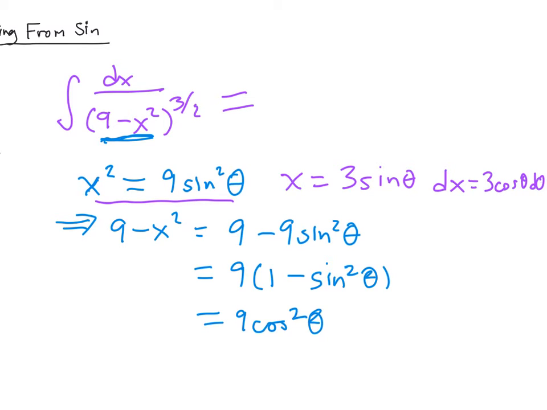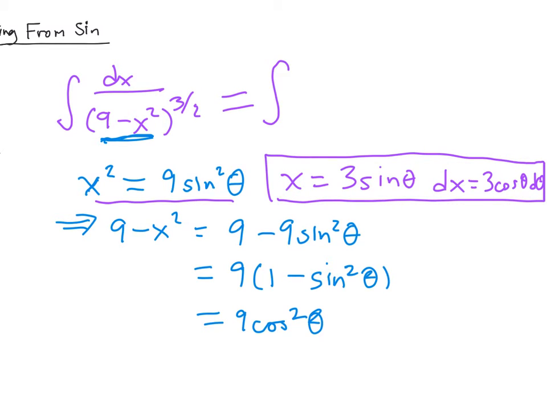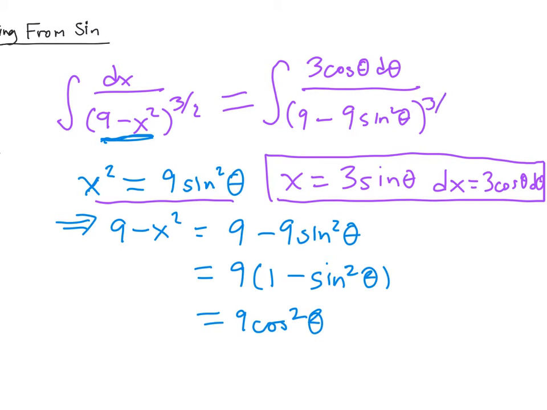theta d theta. So if I use that substitution in my integral here, I'm going to get, well, dx was 3 cosine theta d theta, and that's going to be divided by 9 minus x squared, that's 9 sine squared theta, to the 3/2.